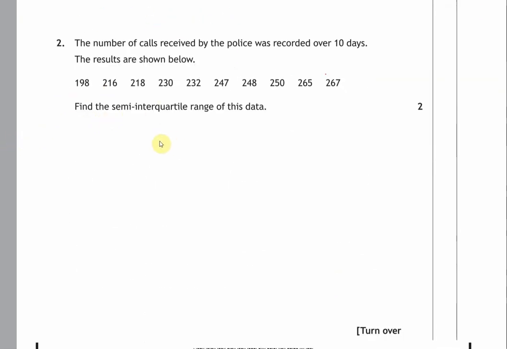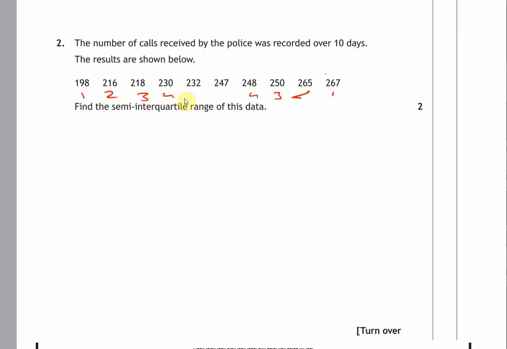Now number 2 gives us the number of calls received by the police recorded over 10 days, and we need to determine the semi-interquartile range. So the first thing that we need to do here is find the quartiles and find out what the interquartile value is. Now these are already in order, so that makes it a bit easier. If these weren't in numerical order, i.e. smallest to largest, we would have to maneuver these values into that order, but so far they're already in ascending order. So we'll just go 1 and 1, then 2 and 2, 3 and 3, 4 and 4, 5 and 5.